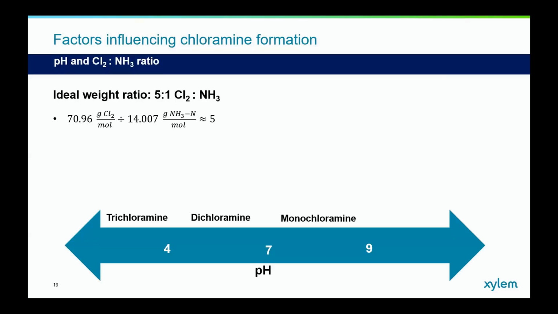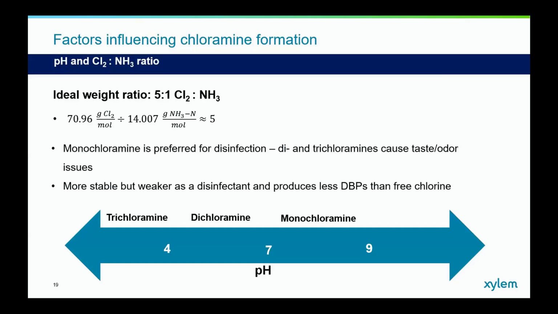pH also impacts chloramine formation. Monochloramine forms in the range of pH 7 to 9, dichloramine forms between 4 and 7, and trichloramines form at a pH value of 4 or lower.